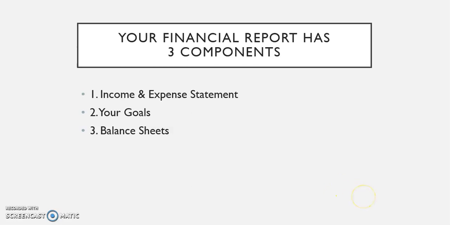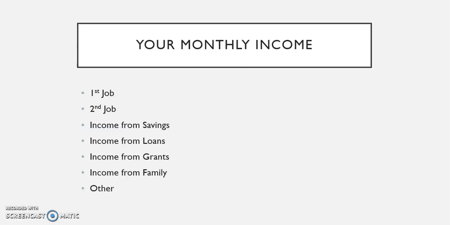So your financial report has 3 components, right? The income and expense statement, and that's really, for you, probably the same as your statement of cash flows. It's money in and money out, what you earn and what you spend. Your goals, short-term, medium range, long-term, we want to get you to a point where you have some savings and then figure out what you're going to do with that. And then your balance sheet, the balance sheet is really a snapshot look at what you're worth in the moment.